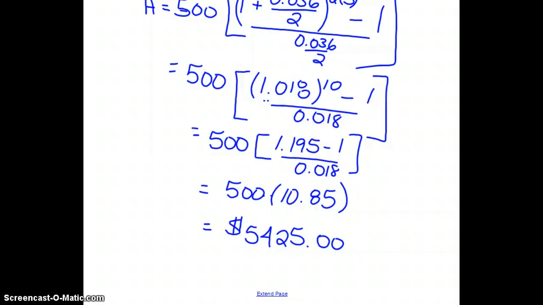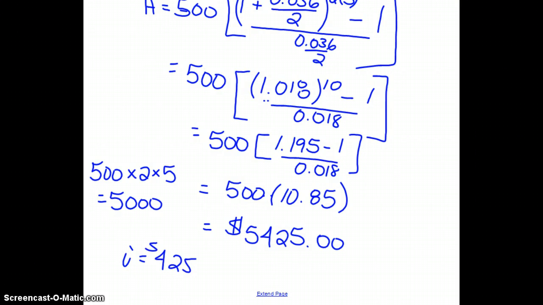Now, if I asked you how much interest he actually earned, how could you figure that out? We know how much did he put in altogether? Okay. Let's figure out how much he put in total. So he put in 500 twice a year for 5 years, which means in all he put in $5,000. So the difference between his principal, or how much he put in, and how much he ended up with is your interest. So your interest is actually going to be $425.